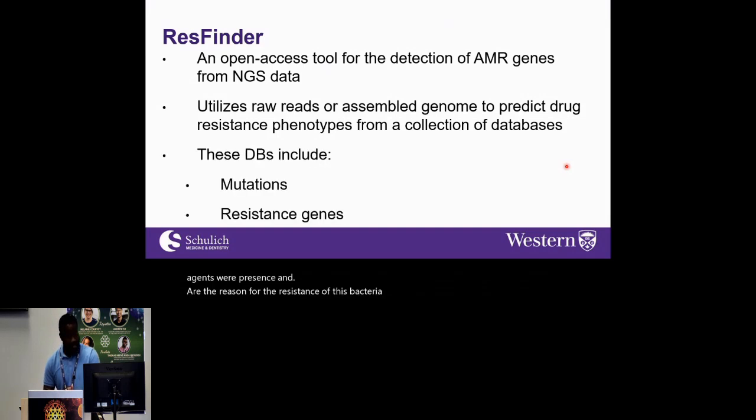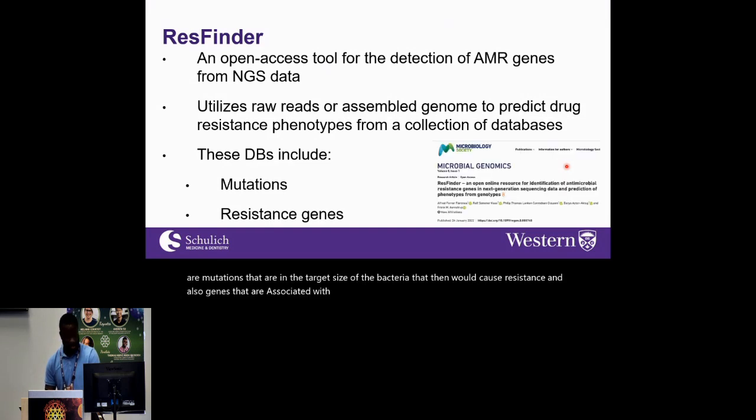And this database includes mutations. These are mutations that are in the target sites of the bacteria that then would cause resistance, and also genes that are associated with resistance. And this tool was published in Microbial Genomics, and you can have a look at it if you're interested in trying it out.